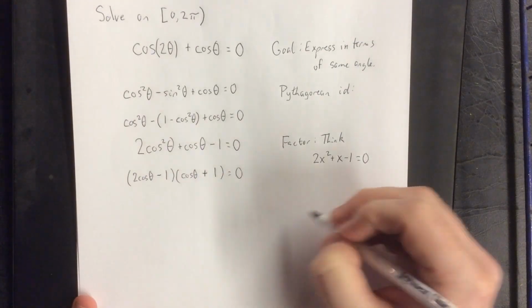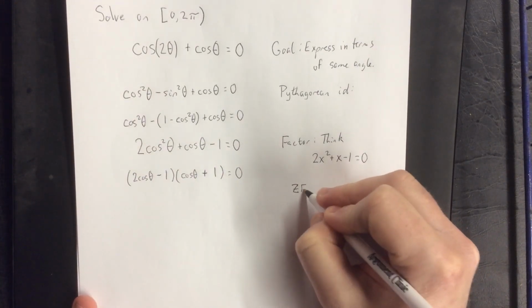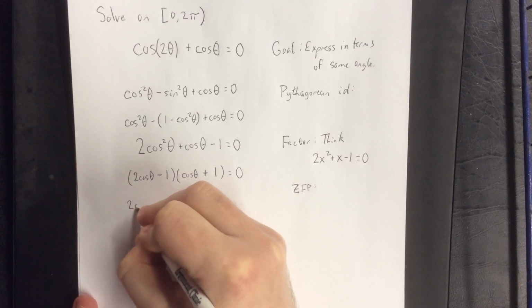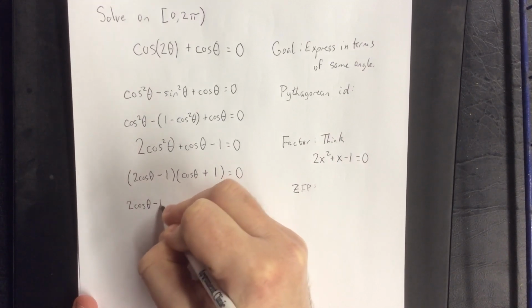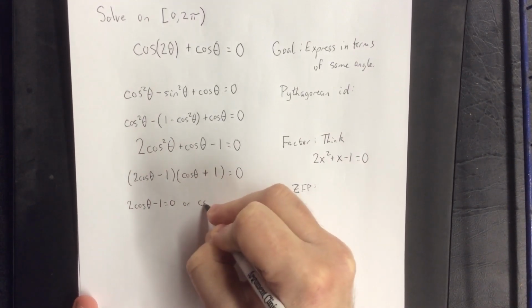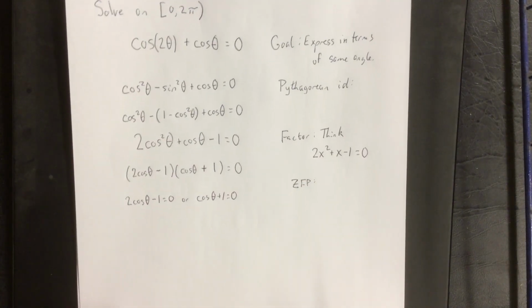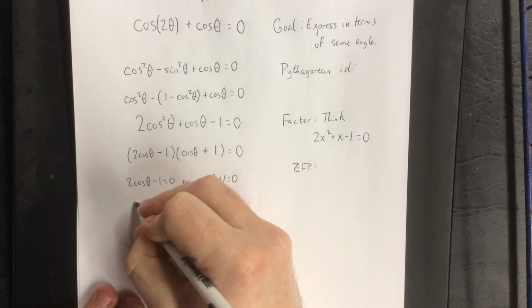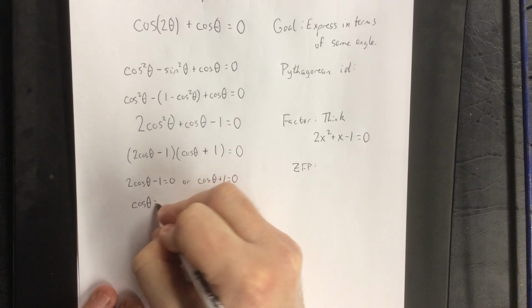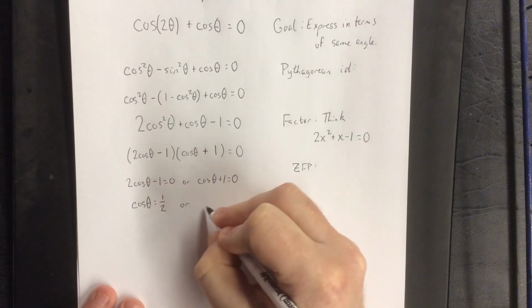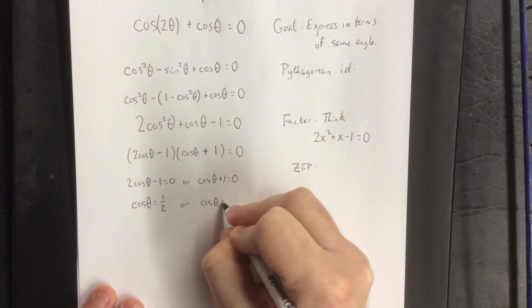Now, setting each of these equal to 0 using the zero factor property, that tells me that 2 times the cosine of theta minus 1 is 0, or the cosine of theta plus 1 is 0. Solving each of these resulting equations for the cosine of theta, I get that the cosine of theta is equal to 1/2, or the cosine of theta is equal to negative 1.